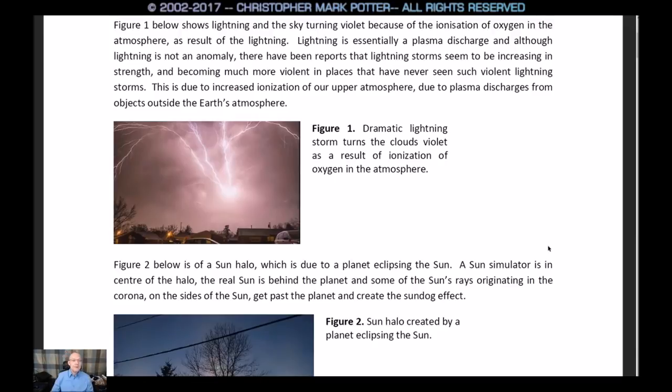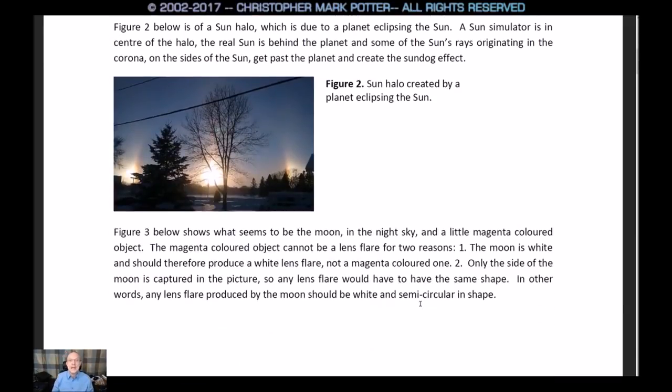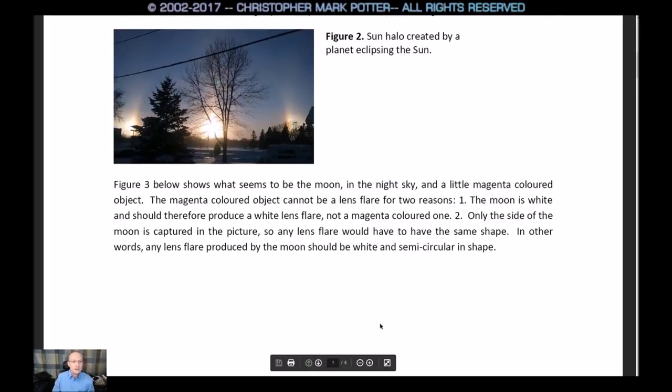Figure 2 below is of a sun halo, which is due to a planet eclipsing the sun. A sun simulator is in the center of the halo. The real sun is behind the planet, and some of the rays originating in the corona on the sides of the sun get past the planet and create that sundog effect. Figure 2, sun halo created by planet eclipsing the sun. Yes, I'm pushing halos. Let's make that real clear, right?